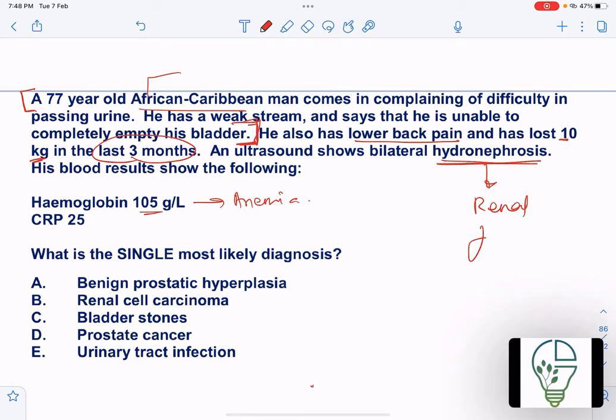But when we look at symptoms like back pain, meaning the prostate cancer has metastasized to the spine itself, right? And unintentional weight loss, etc., we know that it is most likely bladder cancer itself.